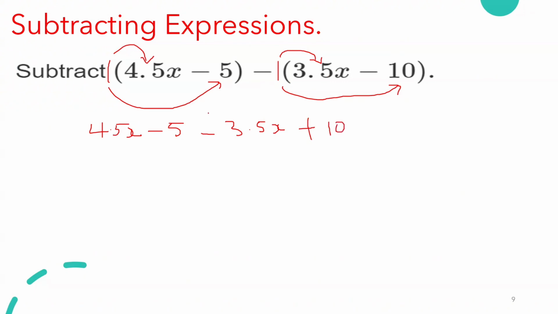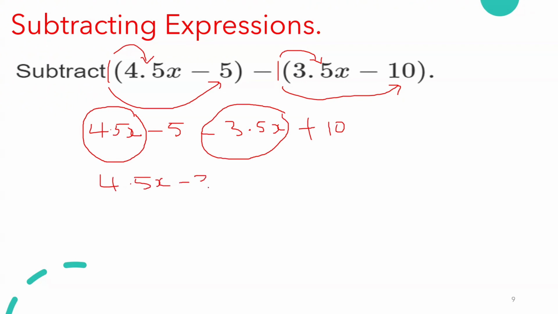So once you get rid of the parentheses, again, we go back to using the commutative property to rewrite the expression by putting the like terms beside each other. We are going to use shapes, as we said before, to identify our like terms. So here we have a variable term, 4.5x, and also here we have a minus 3.5x. These are two like terms. Once we identify them, we write them down by putting them beside each other, so it's easy for us to add or subtract.